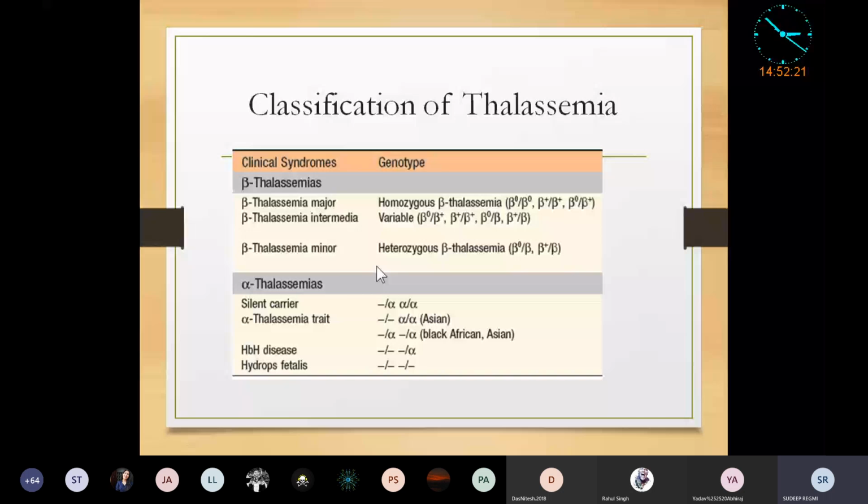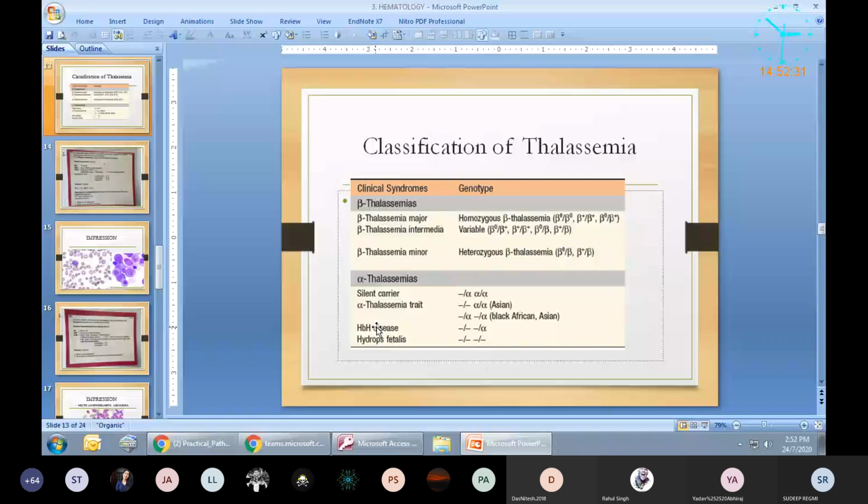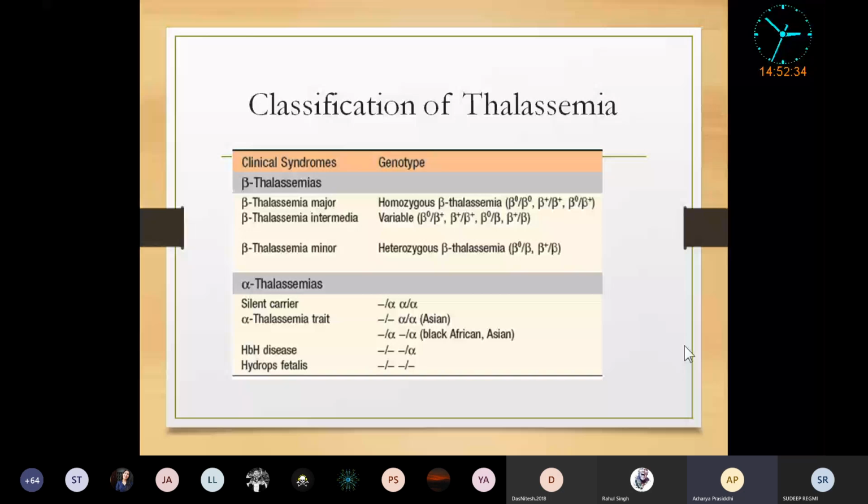Prasiddhi Acharya. Yes, sir. Okay, can you please tell what are the types of thalassemia? Sir, first it can be classified as alpha and beta thalassemia. Very good. Then alpha thalassemia can be further classified on the basis of how many alpha chains of the hemoglobin are missing: silent carrier, in which only one alpha chain is missing, then alpha thalassemia trait, where two alpha chains are missing.